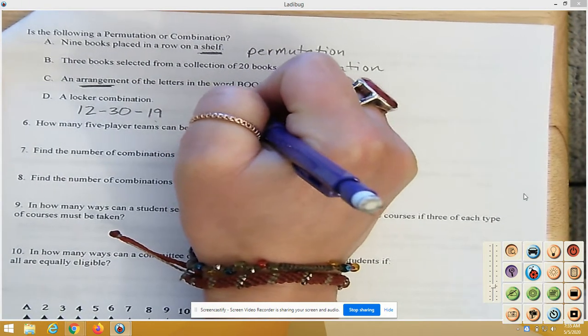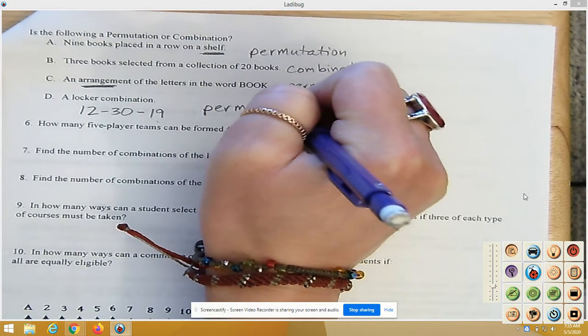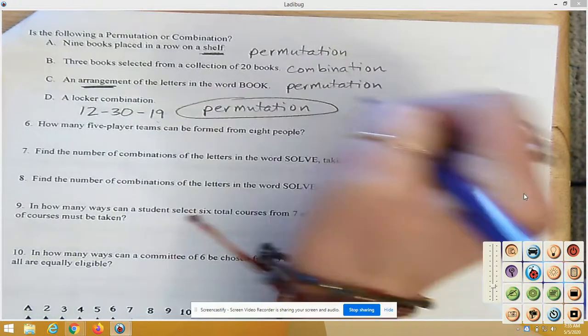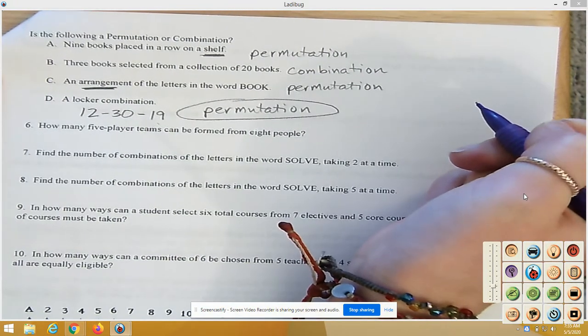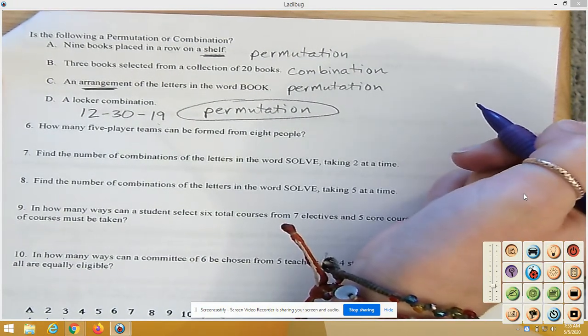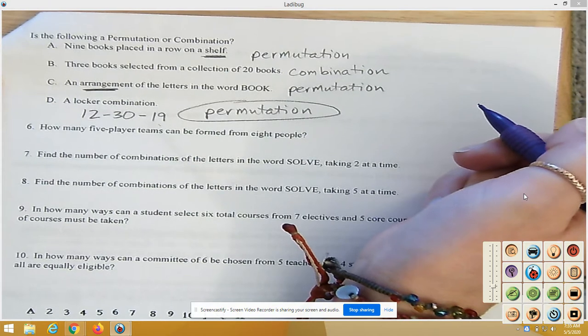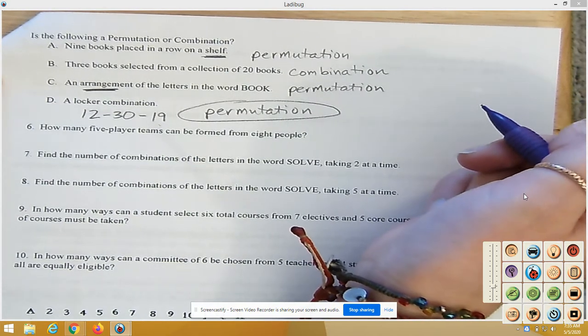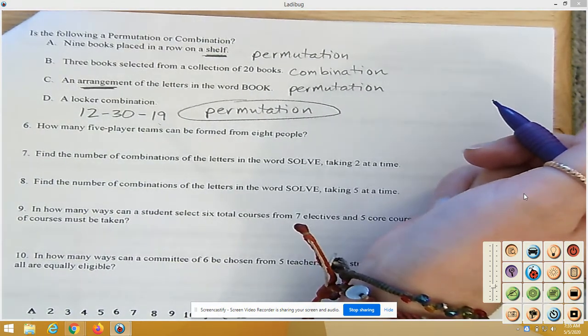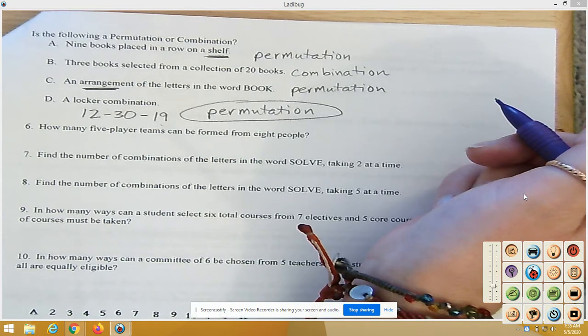It's actually a permutation. Now, if you go back to school someday in our future and you say, oh, I can't remember my locker permutation, your friends are probably going to think you're a little crazy. So I wouldn't use that language, but it is a permutation, not a combination.